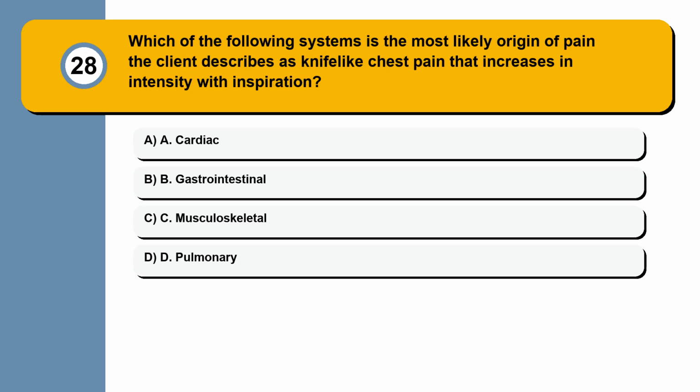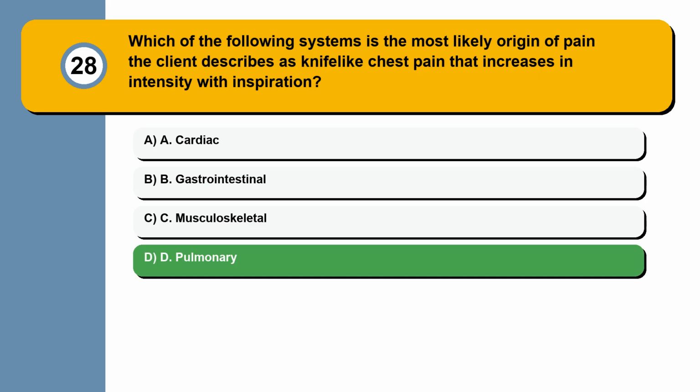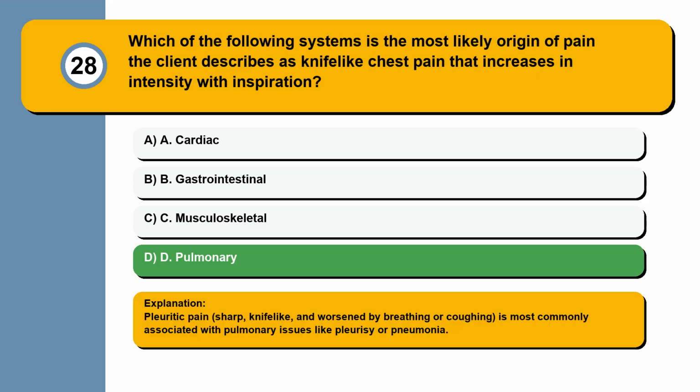Question 28. Which of the following systems is the most likely origin of pain the client describes as knife-like chest pain that increases in intensity with inspiration? A. Cardiac. B. Gastrointestinal. C. Musculoskeletal. D. Pulmonary. Pleuritic pain, sharp, knife-like, and worsened by breathing or coughing, is most commonly associated with pulmonary issues like pleurisy or pneumonia.